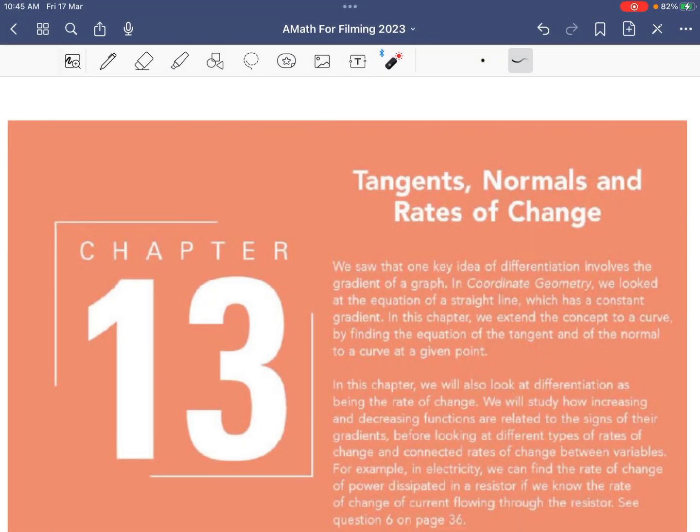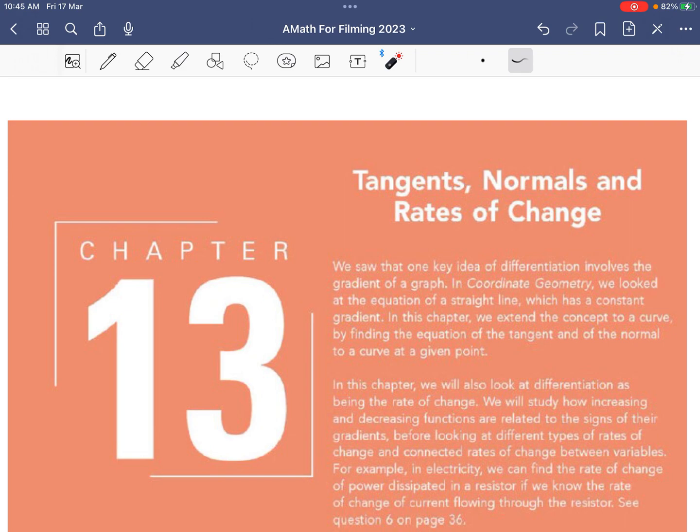Okay, today we're going to start on chapter 13.1. But we have some preamble first on chapter 13 itself. We have done coordinate geometry in the past, so we know that we talk about gradients and all. In differentiation also, we always get the gradient of the function. We get the gradient function itself to tell us what is the gradient at different points of the graph itself.